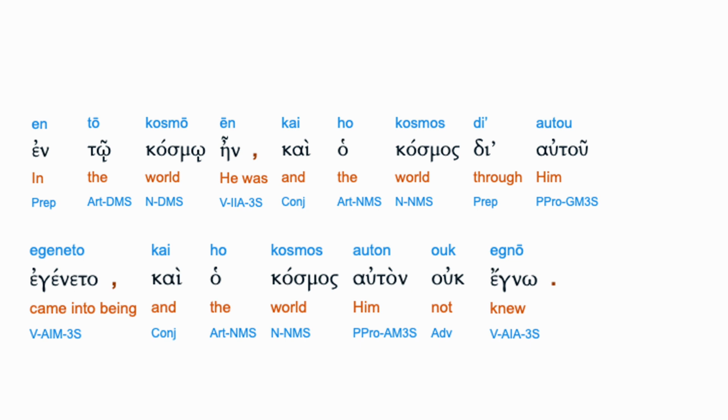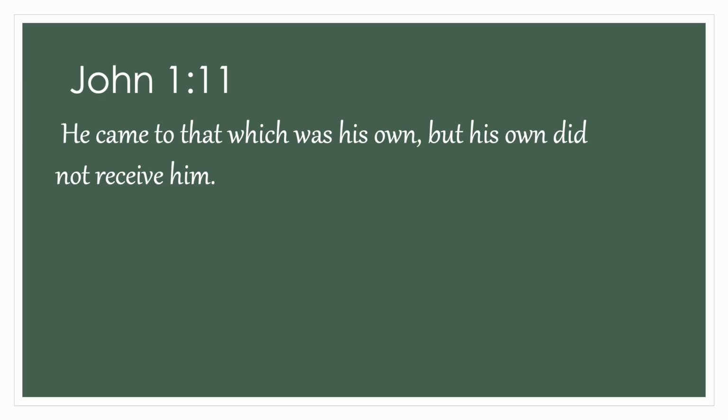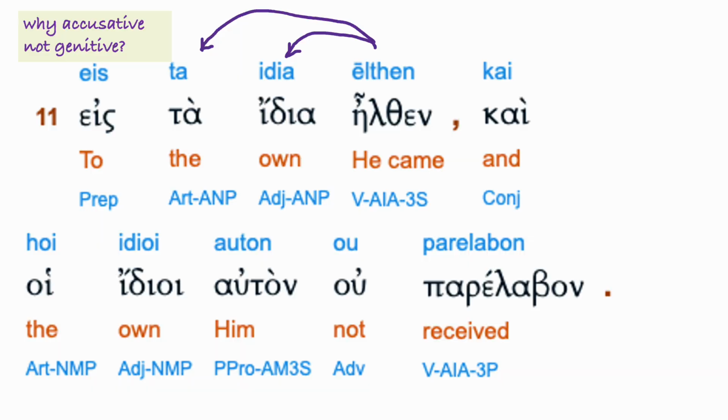You would probably translate that as something like, and the world did not know him. In the 11th verse we read, he came to that which was his own, but his own did not receive him. So he came, the verb to come here is used in the third person singular, so we know it's a he doing it, and we know in the context of the paragraph that this Jesus is being talked about. He came to his own.